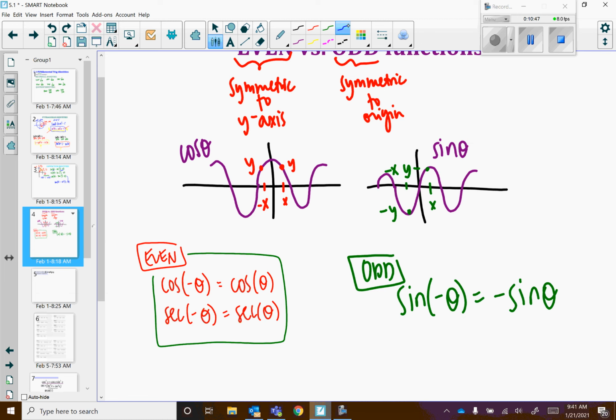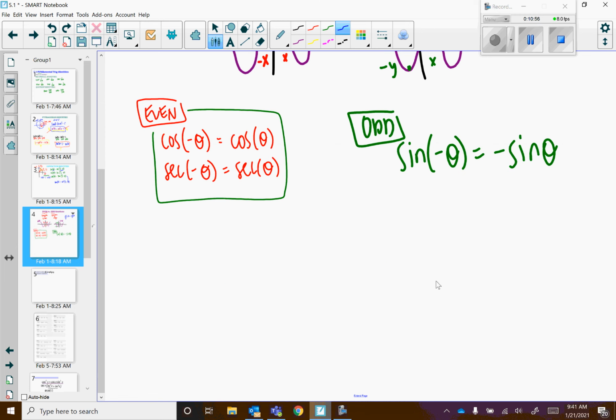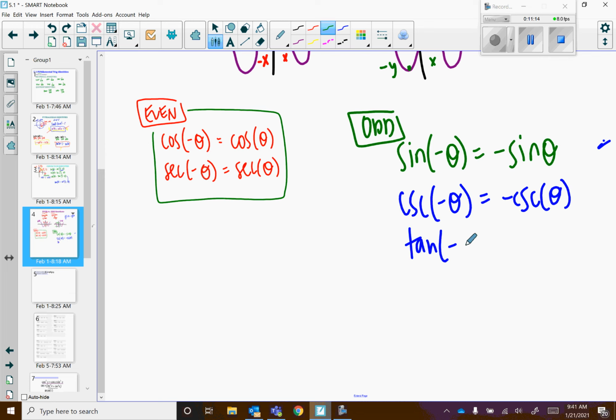These are technically the same things we had before, right? f of negative x is equal to negative f of x if a function is odd. We're just adding these into our trig functions now. If sine is odd, that means cosecant is also odd. Negative cosecant of theta. And tangent and cotangent are also odd.